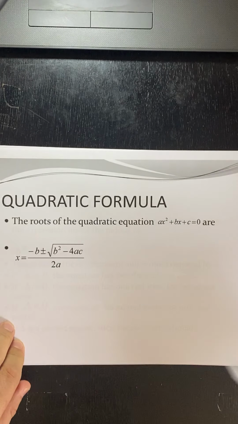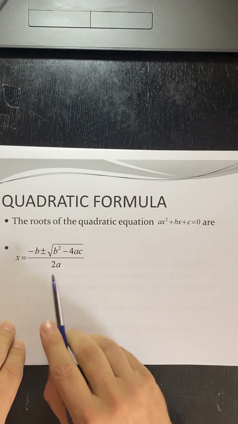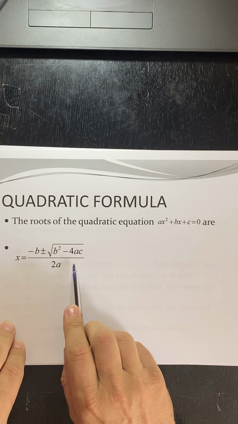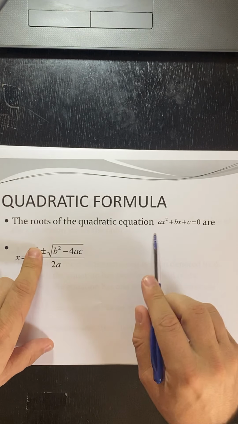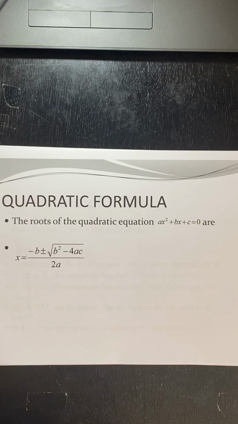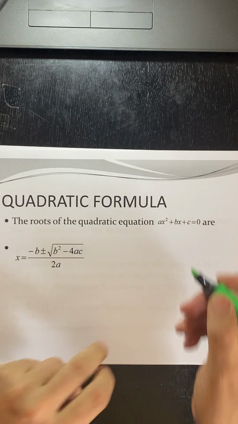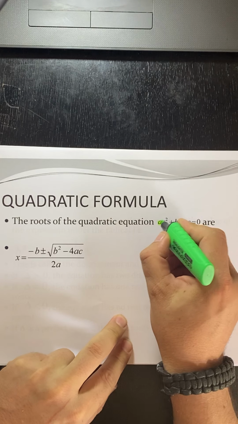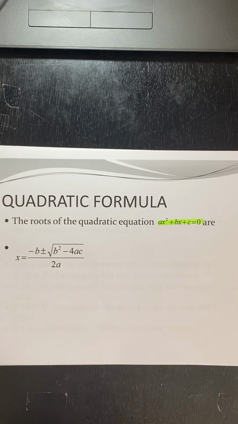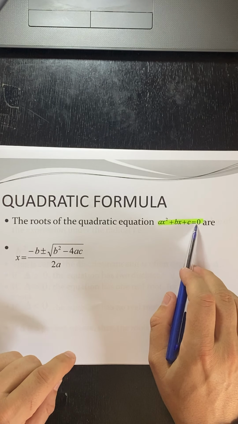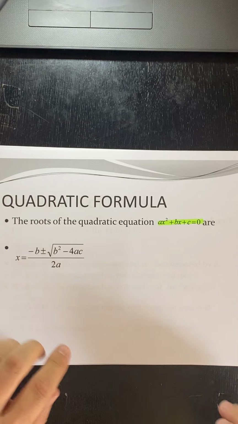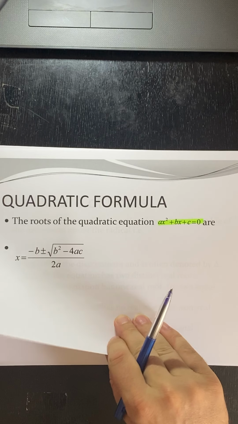So this is your quadratic formula right over here. This will be given on your formula sheet. Now this is important. Whenever we use this formula, you must have your equation in this form: ax squared plus bx plus c equals 0. You must have it in that form. Once we've got it in that form, we can use this formula, which I'll show you in examples coming now.